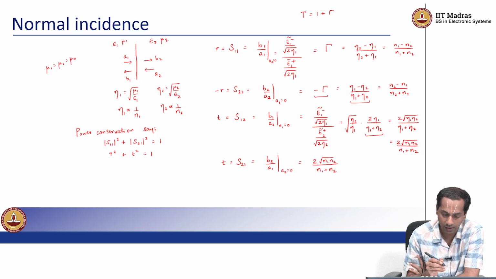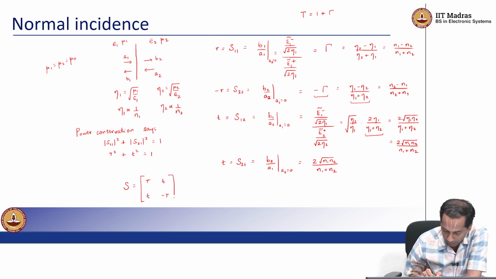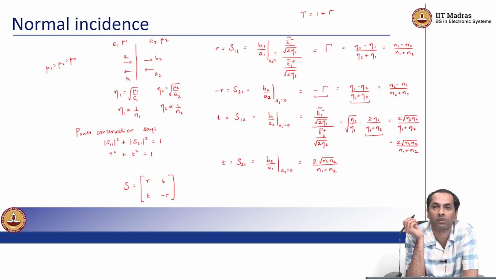So what can we say is the S matrix for a plane wave that is interacting with a dielectric medium? S is equal to S11 is R, S22 is minus R, S12 is T, and S21 is also T. Okay, so we've actually created a S matrix that relates the wave amplitudes from the left hand to the right.